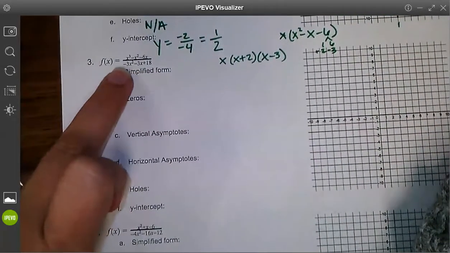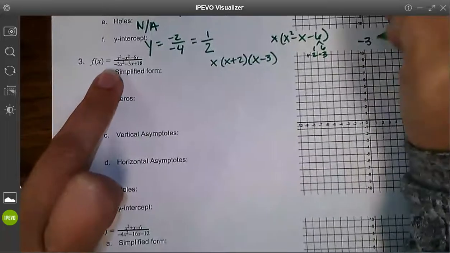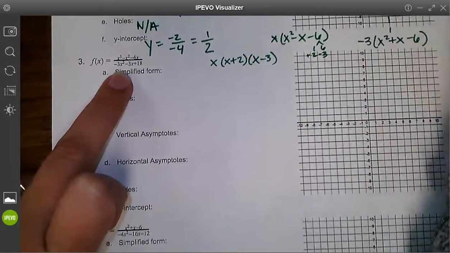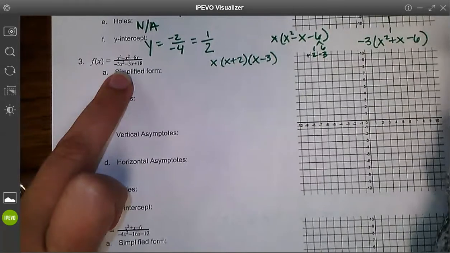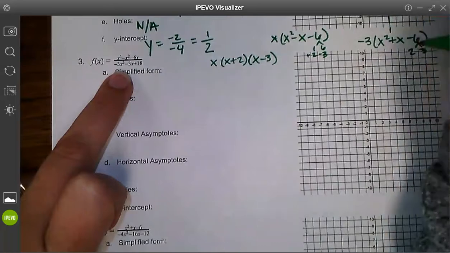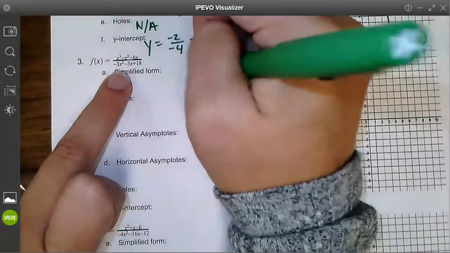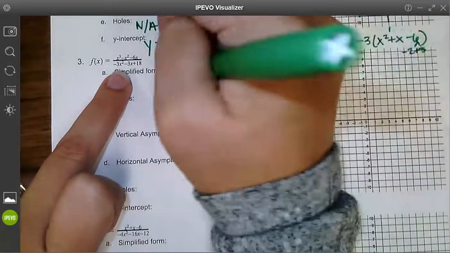My denominator, I'm going to pull a negative 3 out first, and I'm just showing a little work over here. Negative 3, and I'm left with x squared plus x minus 6. Now I've got my factors of 6 here that I need to add up to give me positive 1. So I'm going to use 2 and 3 again, but to get positive 1, I have positive 3 and negative 2. I'll have negative 3 out front, x plus 3, and x minus 2.